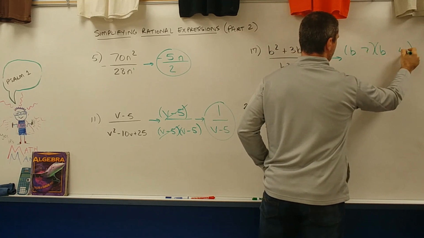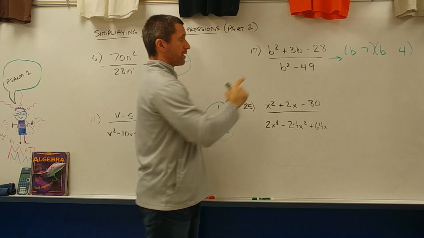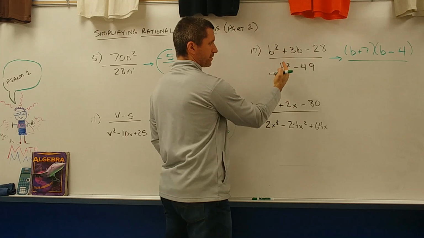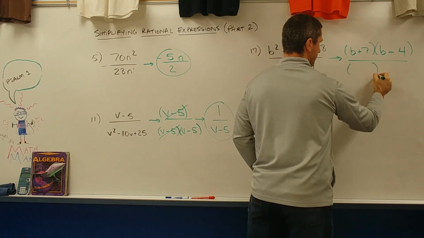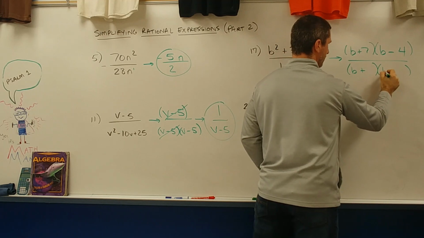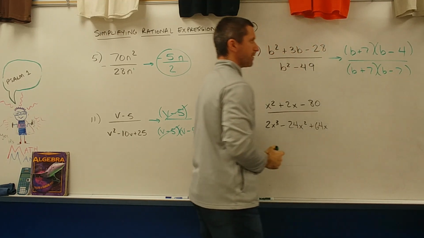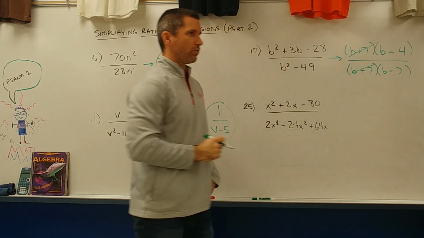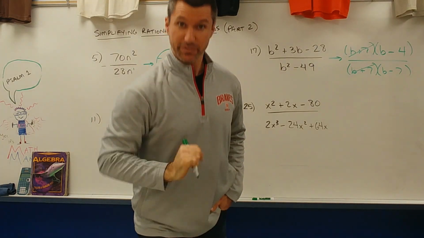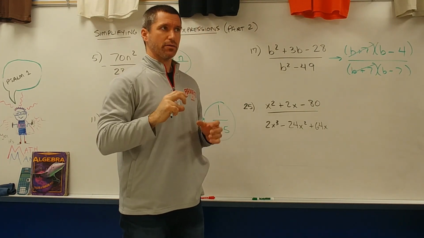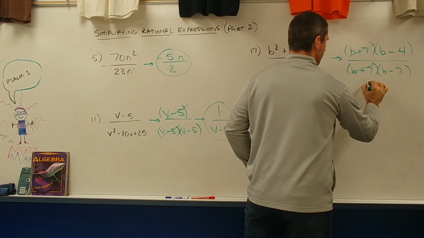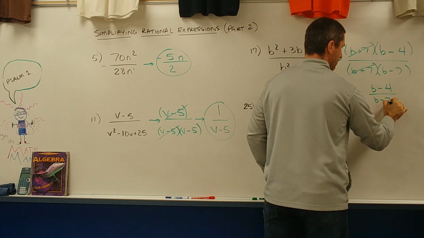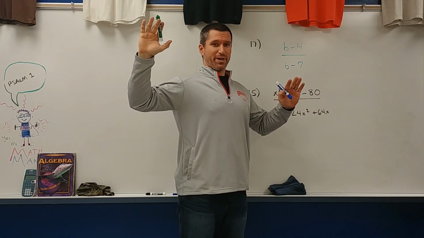I think 7 and 4 is the way to go there. They multiply to 28, and they're going to add to 3, so I'm going to go with plus 7, minus 4. Okay. On the bottom, that's the difference of 2 perfect squares. So let's go with b plus, b minus, and 7 and 7. Okay. I'll go ahead and cancel the groups. B plus 7. If there were a hole, it would be at negative 7, okay? Because you have to set that binomial equal to 0 to find it. But we're left with b minus 4 over b minus 7.